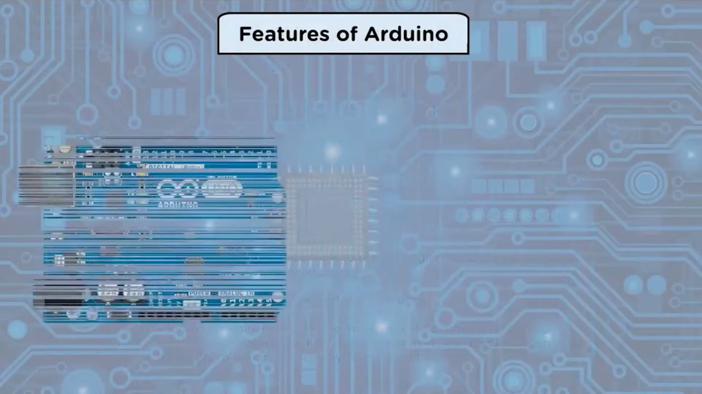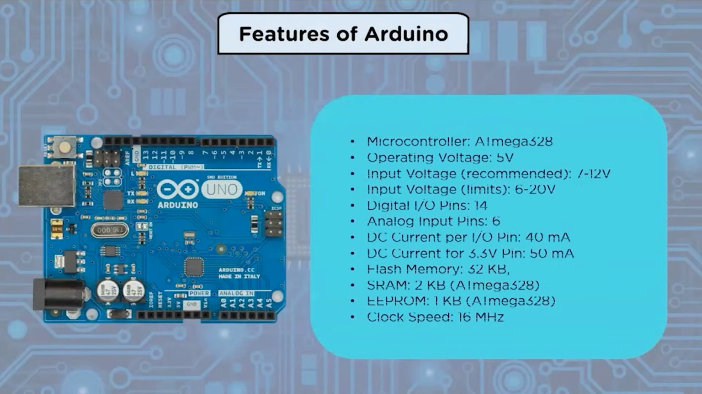Features of Arduino. Arduino has a microcontroller of ATmega328 and the operating voltage is 5 volts, whereas the input voltage is recommended to be from 7 to 12 volts, and input voltage limits from 6 to 20 volts.